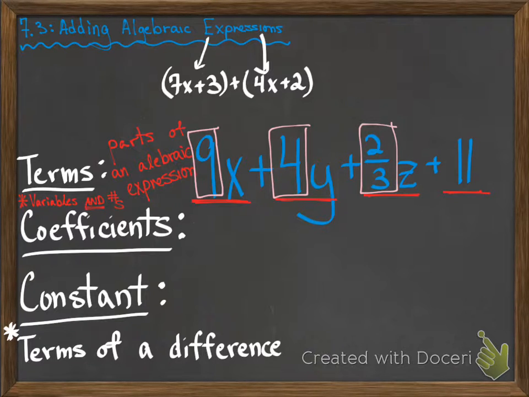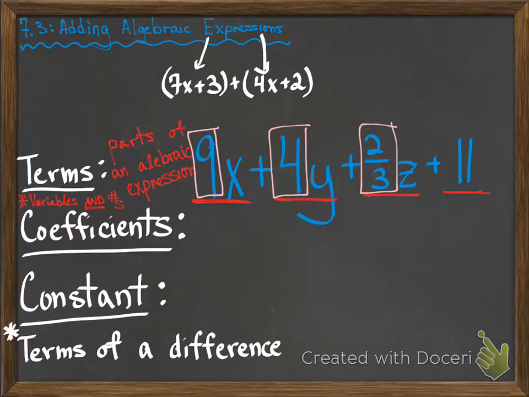All right, so 9x is a term. 11 is a term. Those are all different terms. They're different parts of the algebraic expression. And you can't combine 9x and 11. We talked about that. So the number of terms is, when you simplify your expression, the number of pieces that you have left over in that expression.